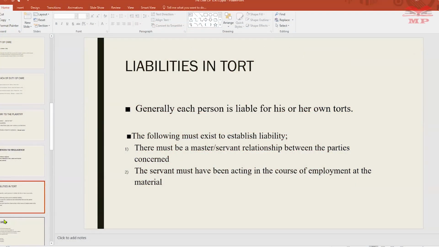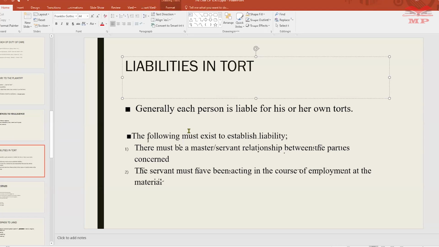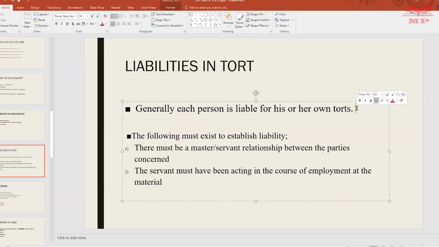So what are the liabilities in tort? Generally, each person is liable for his or her own torts. What we are saying is that generally you are liable for your own torts. I am liable for my own. But there are circumstances in which another person may be held liable for torts committed by another. And this is what we mean by vicarious liability. And it tends to occur in employer-employee relationships.